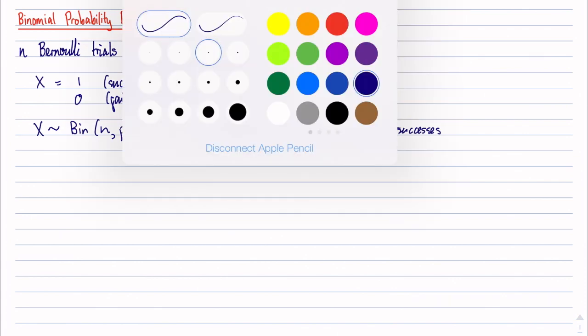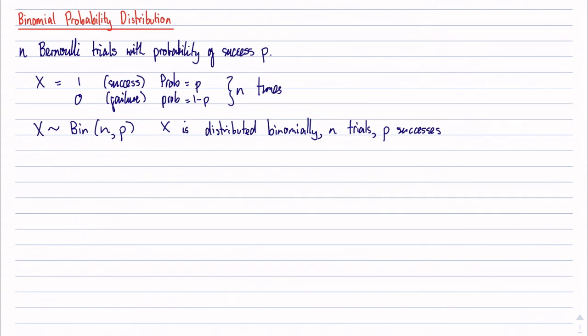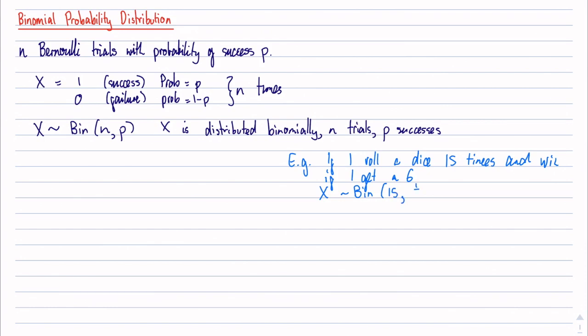So, for example, if I roll a dice 15 times and win if I get a 6, then X is binomially, I should use capital for that, distributed with 15 rolls and probability of 1/6 of winning.